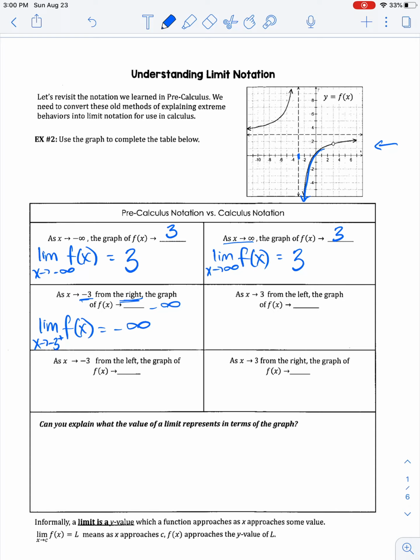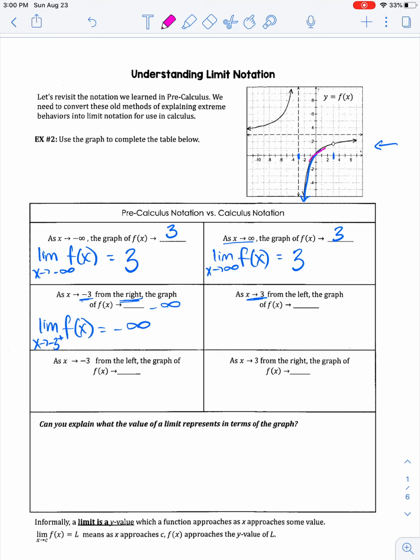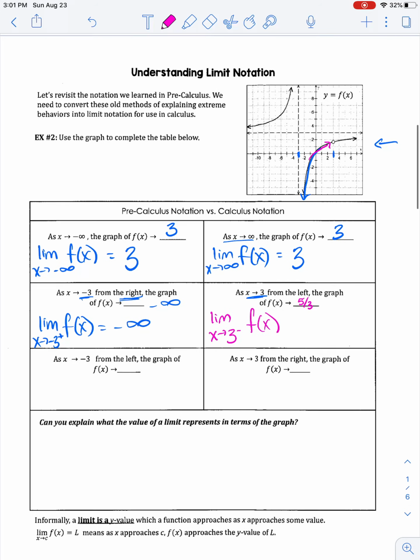All right, as x approaches +3 from the left. Okay, +3, that's this guy right here, from the left. Now, it won't ever get to 3, but as it approaches 3 from the left, we are approaching the y value of that hole, so that's 5/3. So this is the limit as x approaches 3 from the left of f of x equals 5/3.